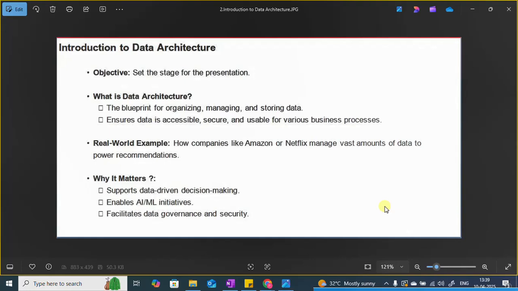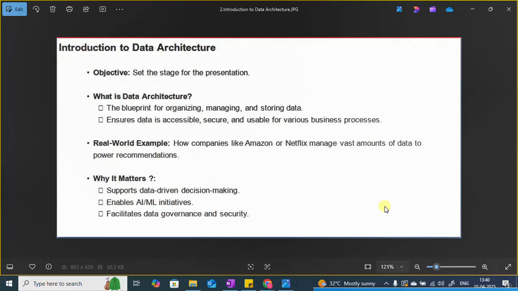So here we talk about what data architecture is: the blueprint for organizing, managing, and storing the data. Basically, we call it data architecture, ensuring data is accessible, secure, and usable for various business processes. Real world example: how companies like Amazon or Netflix manage vast amounts of data to power recommendations.